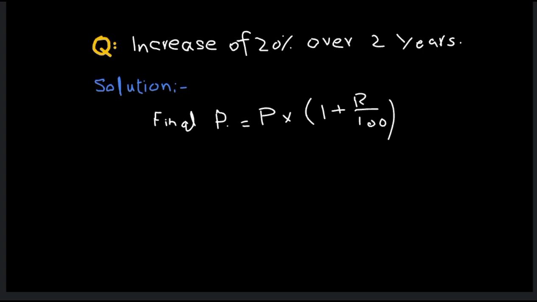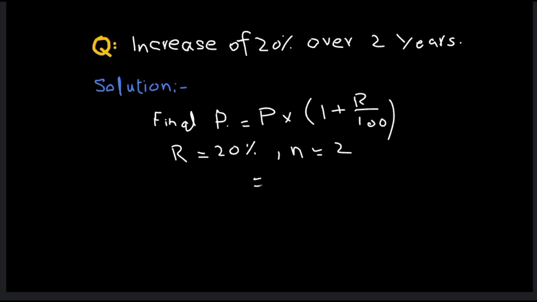So rate is 20% and number of years we have 2. So R is equal to 20% and N is equal to 2. So we put in this formula.